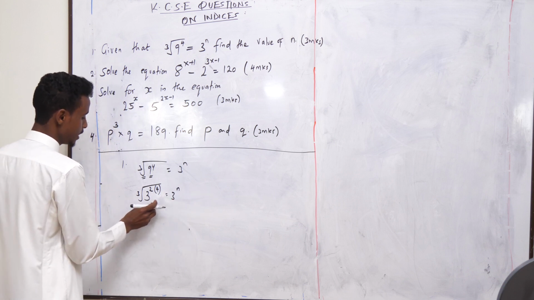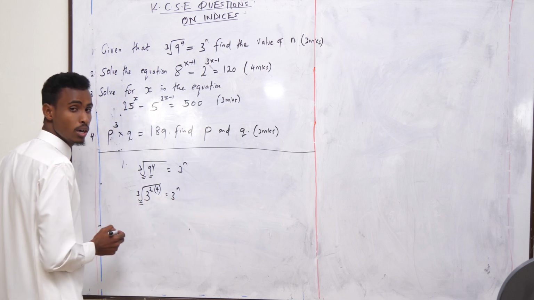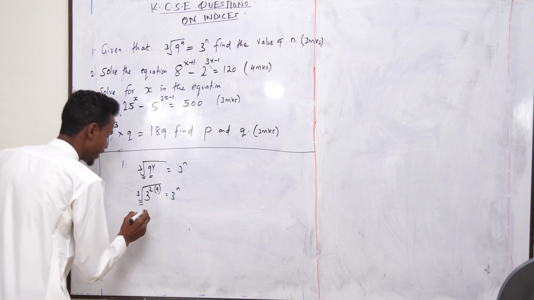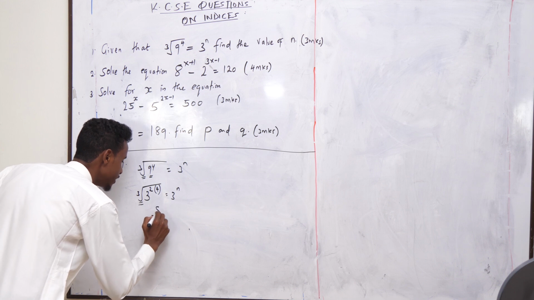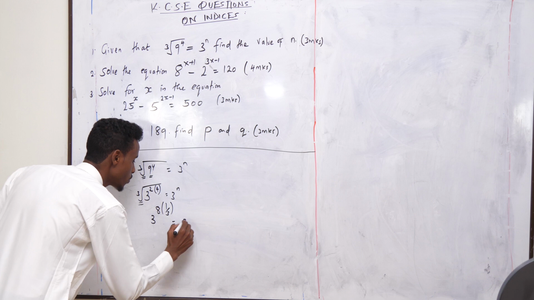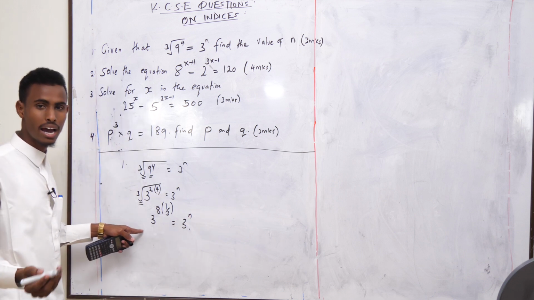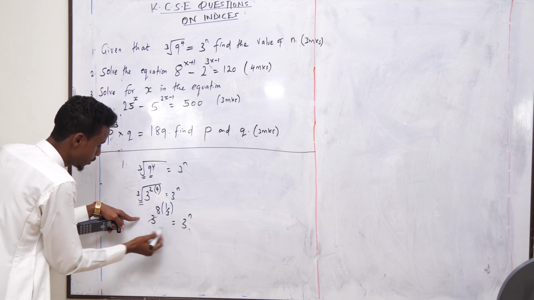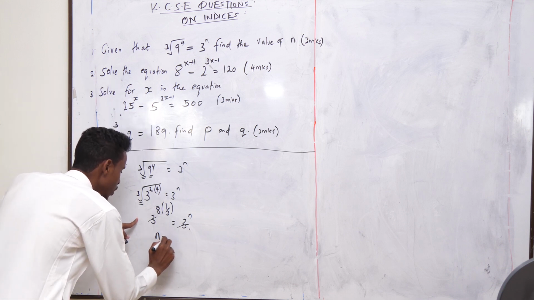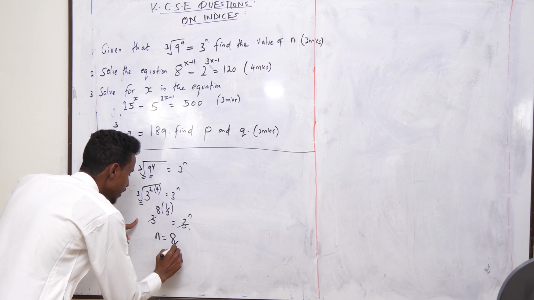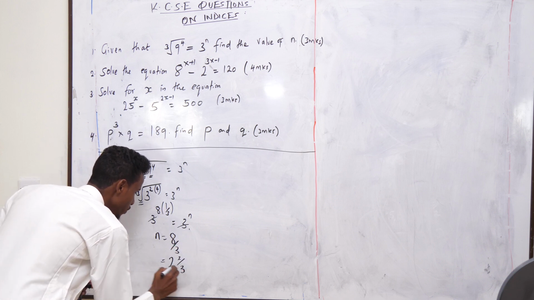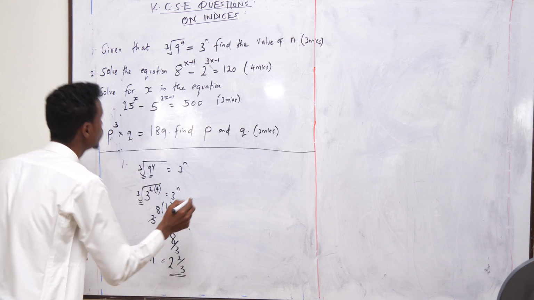The first step. Second step, this cube root basically means power a third. Now it will be 3 power 8, all to the power a third, is equal to 3 power n. Since we have the bases as 3, 3, we cancel them out. Now n will be equal to 8 over 3, which is equal to 2 whole number 2 over 3, and that is the value of n.